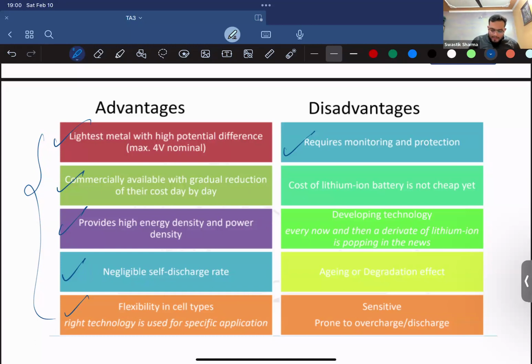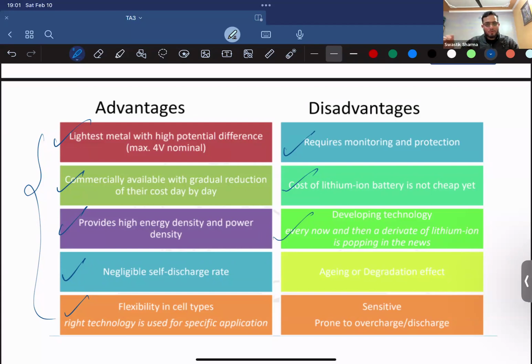Yeah. And then, so what I was saying, if they require monitoring and protection, that's where battery management system comes in. Then you have cost. They are not cheap yet. And technology is developing day by day. So let's say you had the technology 2 years back. Now the technology has changed. So in 2 years, your battery became old. So that's not what you want, right?